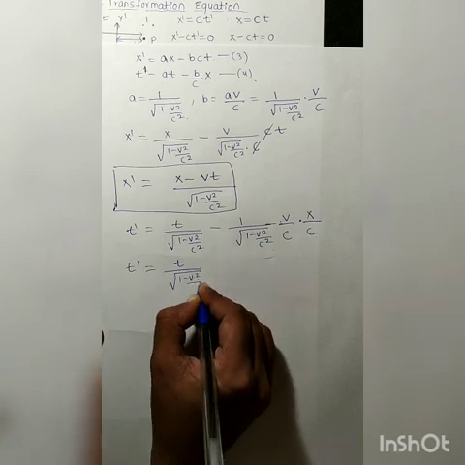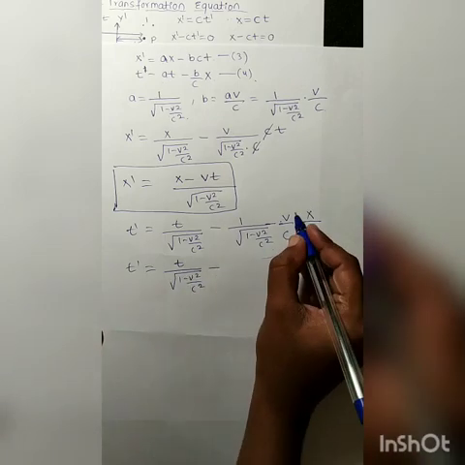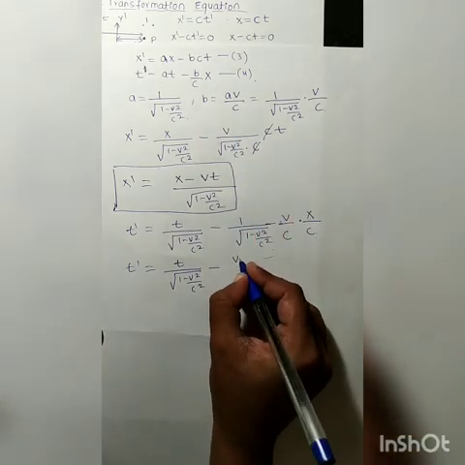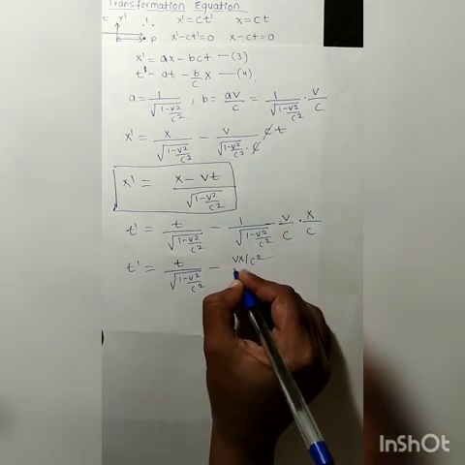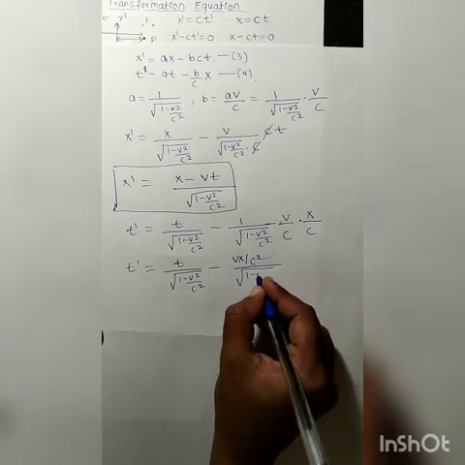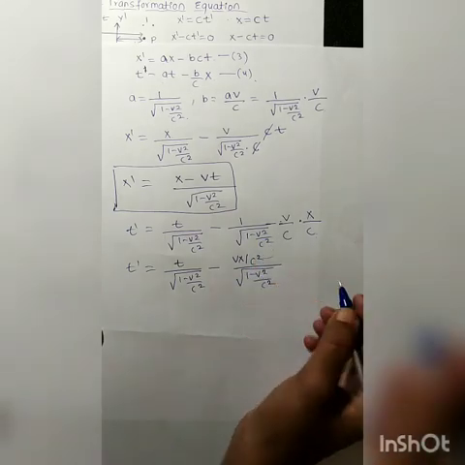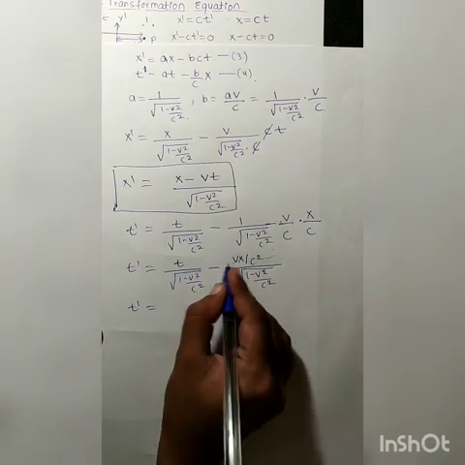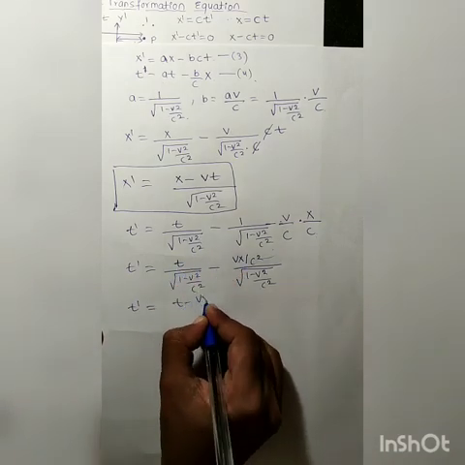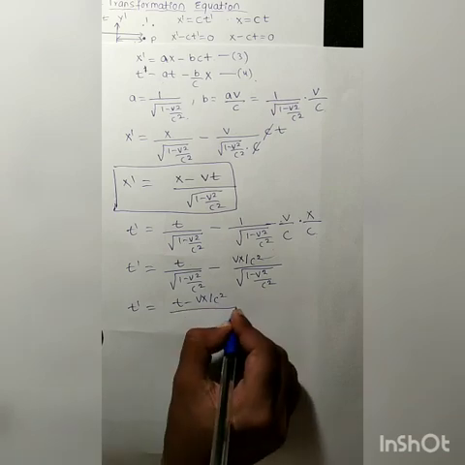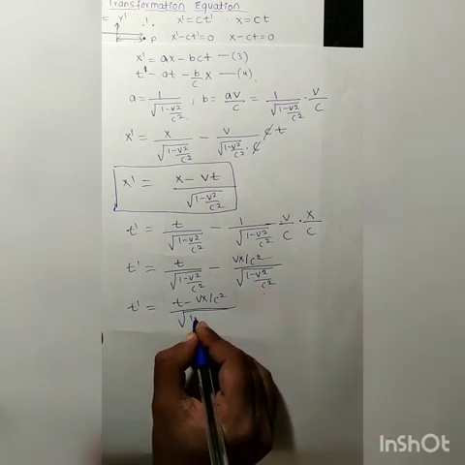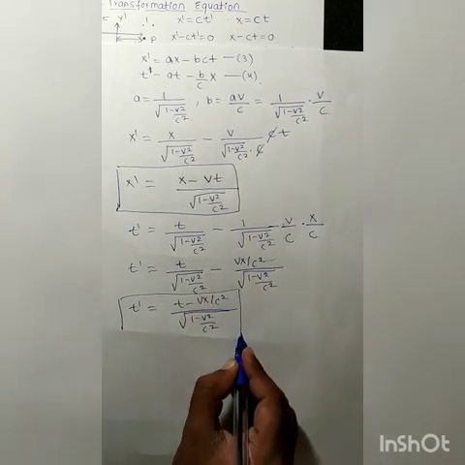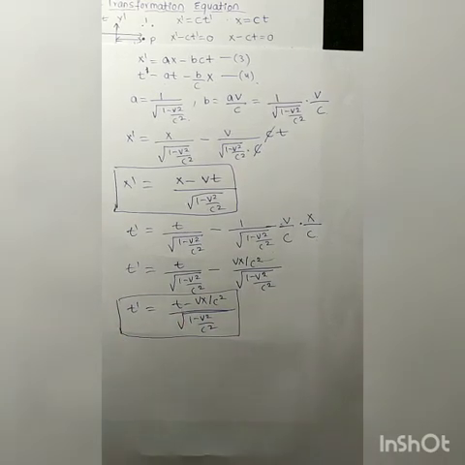Now we are getting t dash is equal to t divided by the square root of 1 minus v square by c square, which I will write as it is, minus this vx divided by c square. I will take it to the numerator, so we get vx divided by c square, whole divided by this remaining term. To make the denominator the same, I made it like this. So we get t dash is equal to t minus vx divided by c square, and the whole divided by the square root of 1 minus v square by c square. This is the second Lorentz transformation equation.